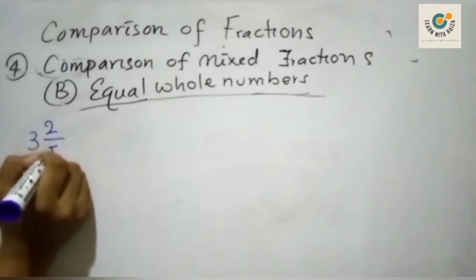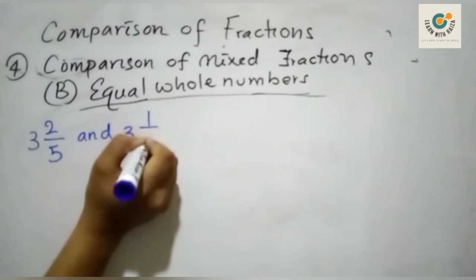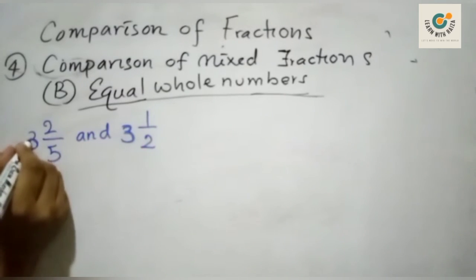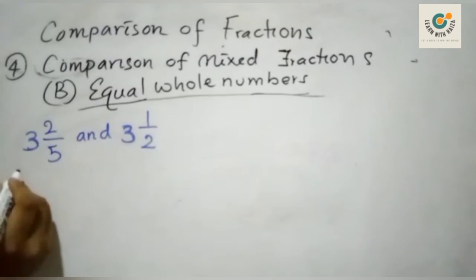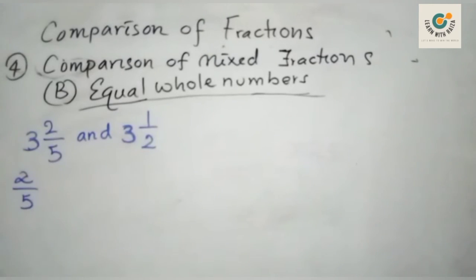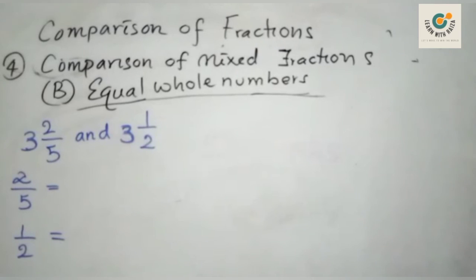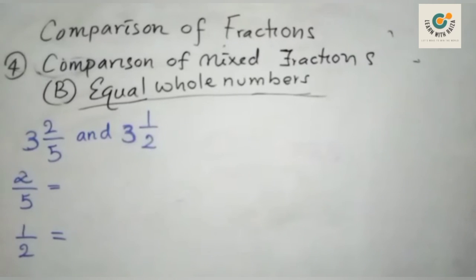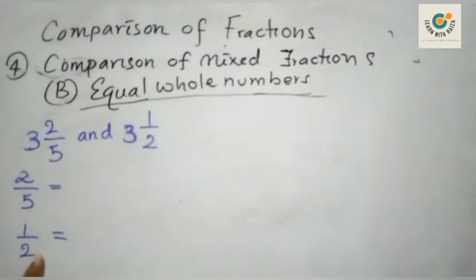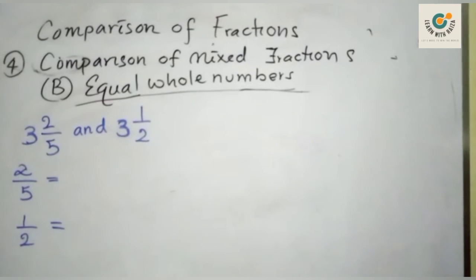For example, 3 2 over 5 and 3 1 over 2. Observe very well, the whole numbers are the same. So forget the whole numbers for a while and consider the proper fractions given, 2 over 5 and 1 over 2. Make their denominators the same. Think of these as two proper fractions with different numerators and different denominators, as I taught you before. You can see the denominators are different. So just ask the smaller denominator, can you make the larger denominator from the multiplication? Since it is not possible to make the denominator 5 from 2, we will have to get the LCM.